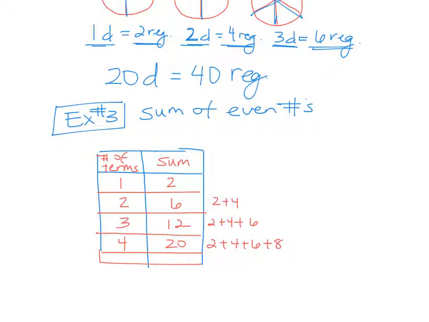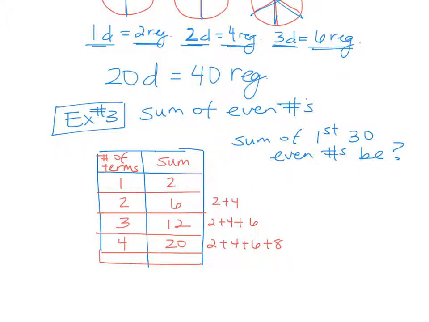So here's what I want to know. What would the sum of the first 30 even numbers be? Now here's the deal. Do you really want to go 2 plus 4 plus 6 plus 8 plus 10 and all the way up to 30 terms? No. So we make a conjecture. We figure out what is the pattern that we're seeing, and then we plug in 30 to figure out what 30 would be. Now, this one takes a little bit of thought.